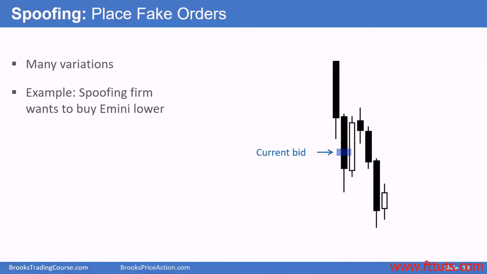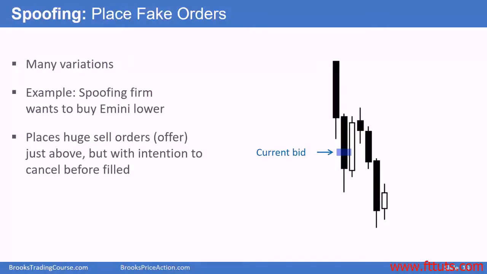There are lots of variations on it, and they are all illegal. However, I'm sure that there are variations of it going on all the time. However, it does not have any significant effect on you and me. Here's an example. Let's say this is the current price, so ignore all this stuff to the right. This instant, let's say a spoofing firm wanted to buy the E-mini, but wanted to buy it at a lower price.